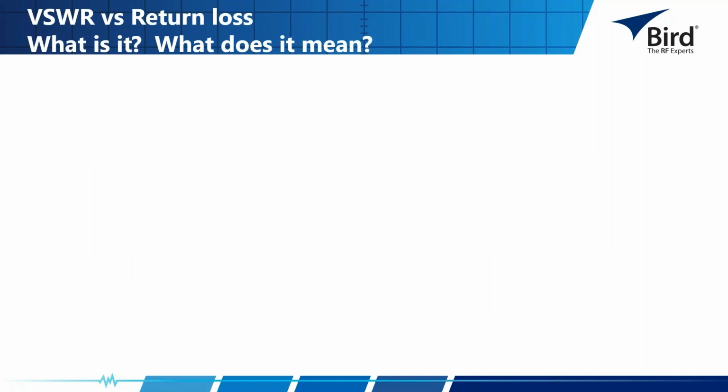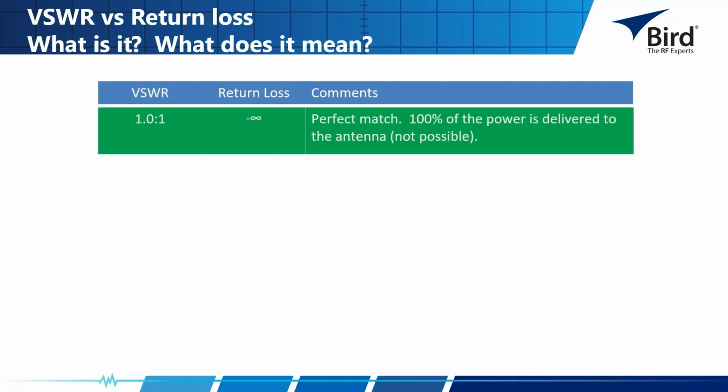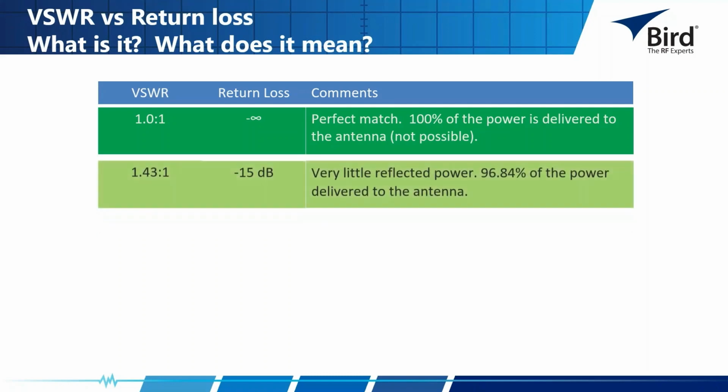VSWR versus return loss. What is it? What does it mean? I'll show you a little chart here. A perfect VSWR would be 1.0 to 1. That's a perfect match. A perfect return loss value is negative infinity. Both of these values mean that 100% of the power is delivered to our antenna. It's not possible because every component will have a certain amount of loss.